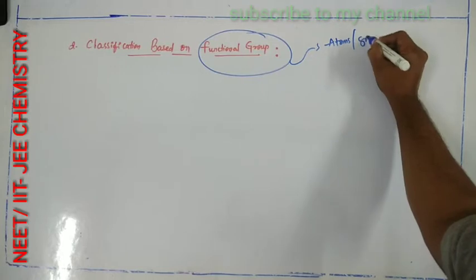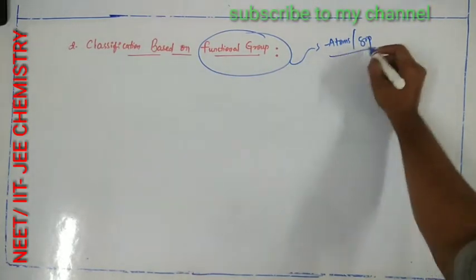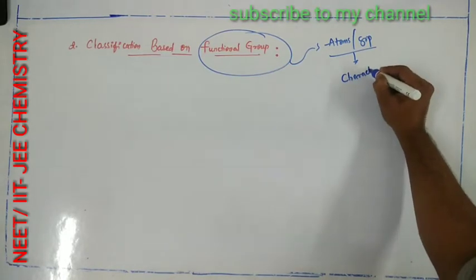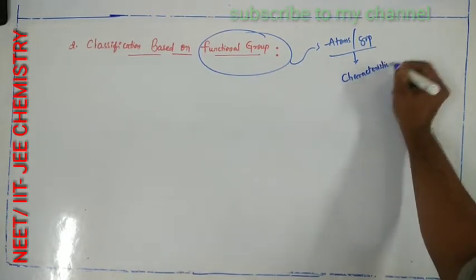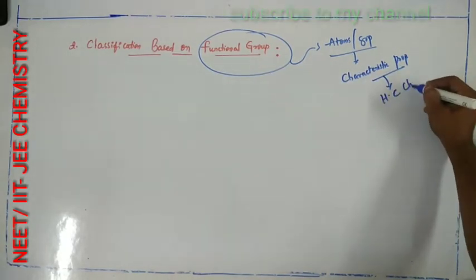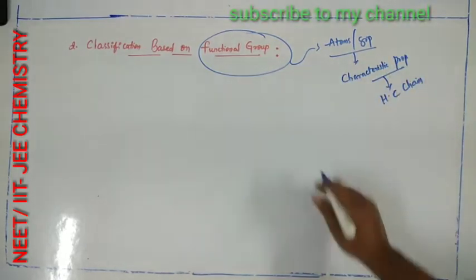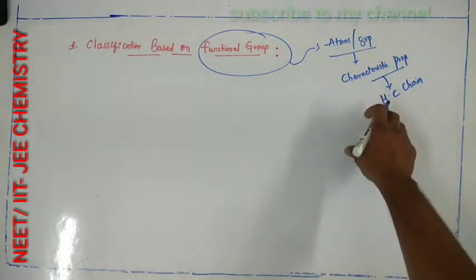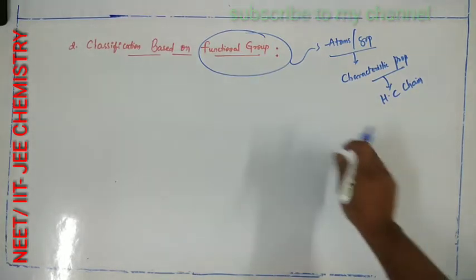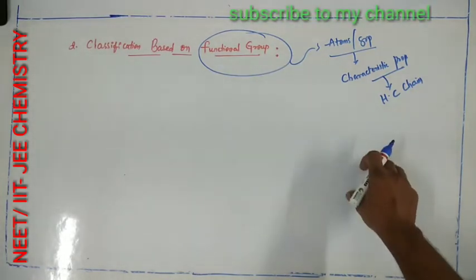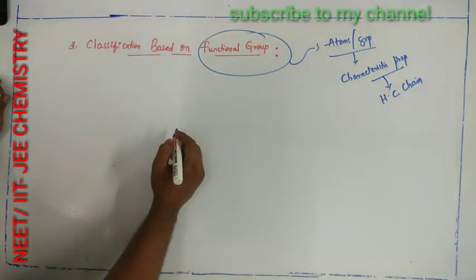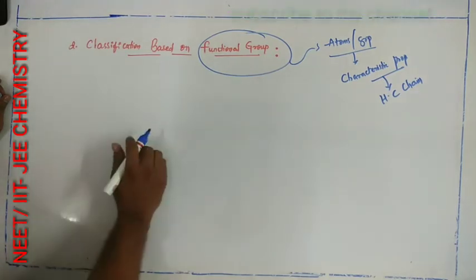Functional groups are groups of atoms which give special characteristic properties to the entire hydrocarbon chain. So when a functional group is attached to a hydrocarbon chain, it can give special characteristic properties to that entire hydrocarbon chain. That is known as a functional group. Based upon the functional group, compounds can be classified.